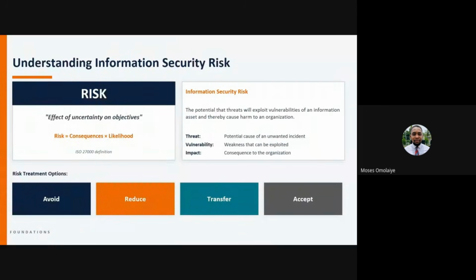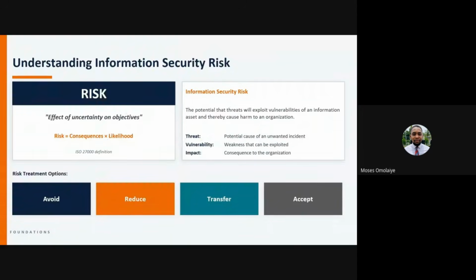So there are certain things we need to understand. A threat is a potential cause of unwanted incident, like I just described. A vulnerability is a weakness that can be exploited, like I just described with the open door. And the consequence or impact, the impact is the consequence to the organization, or the consequence is the impact to the organization. I mean, they both mean the same thing. If that risk materializes, what is the possible impact?